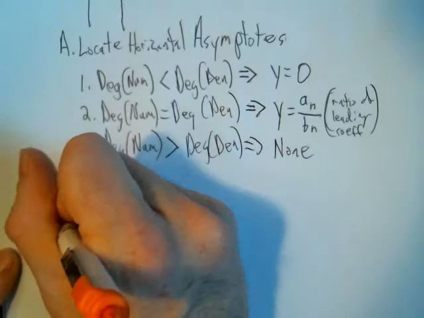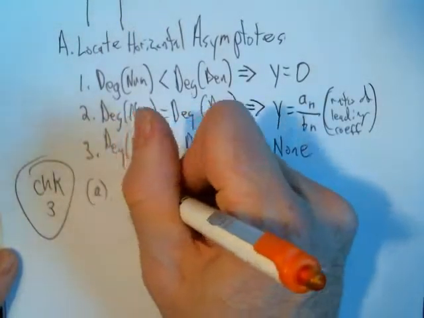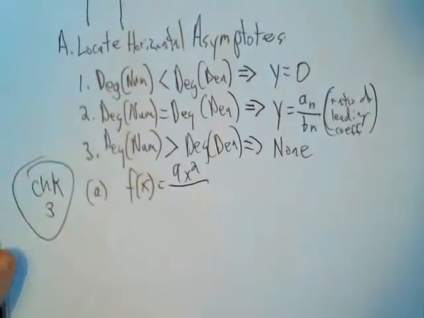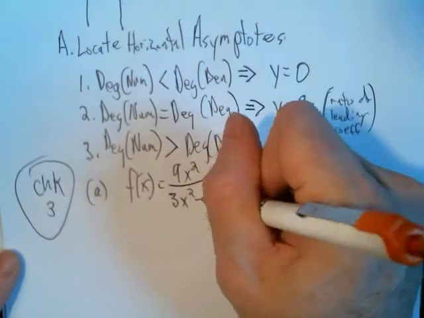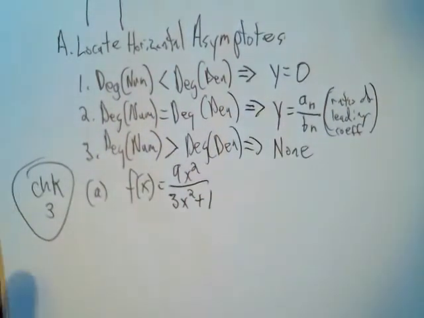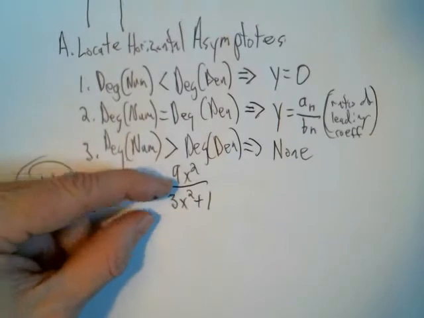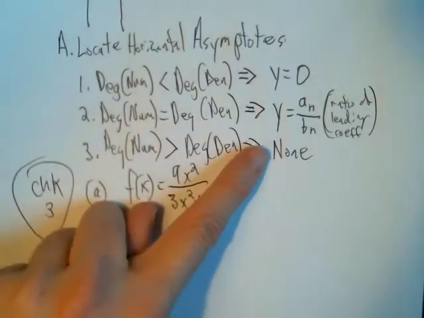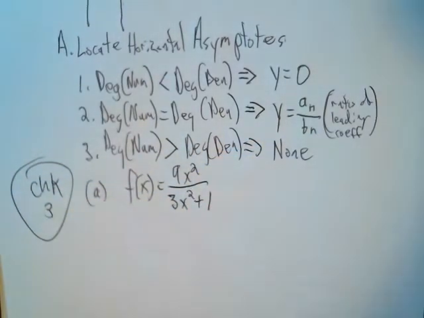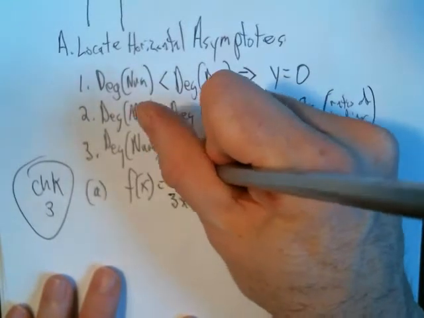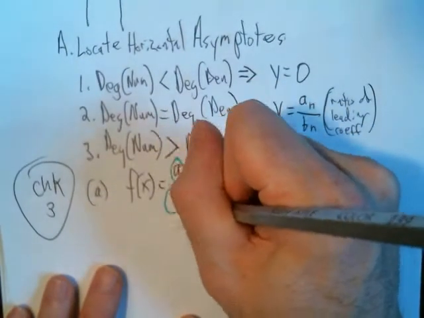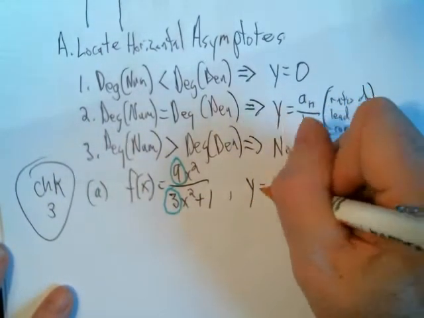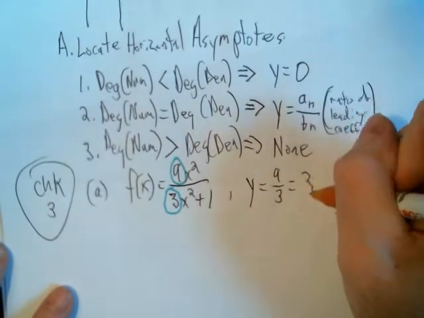Checkpoint 3. Part A, we have f of x equaling 9x squared all over 3x squared plus 1. Looking at this, the degree of the numerator is 2. The degree of the denominator is also 2. That means you take the ratio of the leading coefficients. Here's the numerator's leading coefficient, and here's the denominator's leading coefficient. That'll be your horizontal asymptote. So y equals 9/3, which of course is just 3.